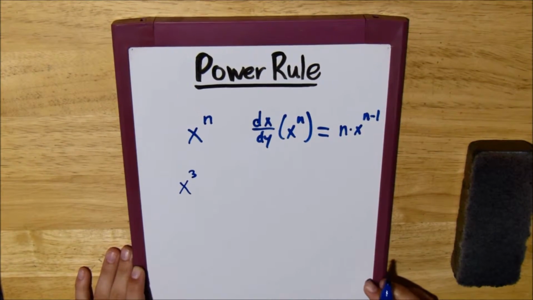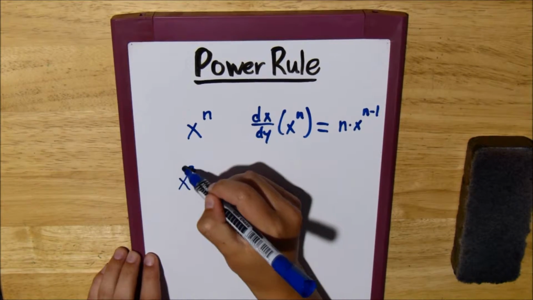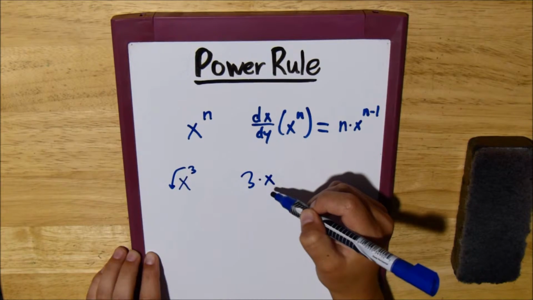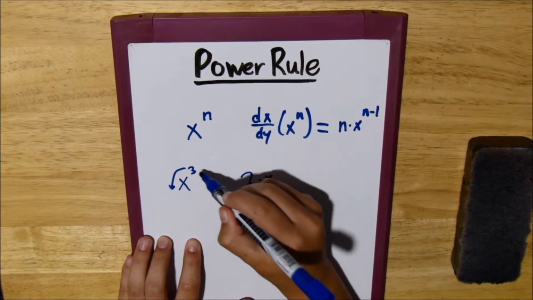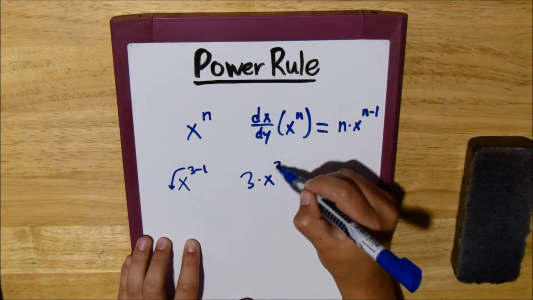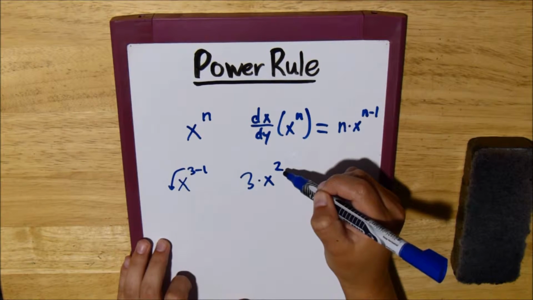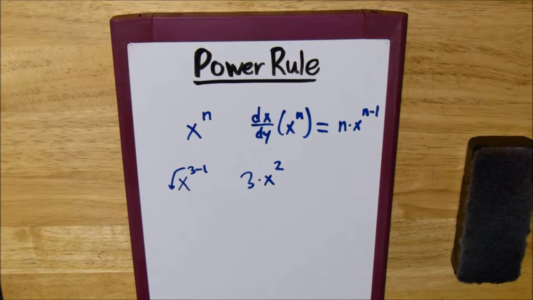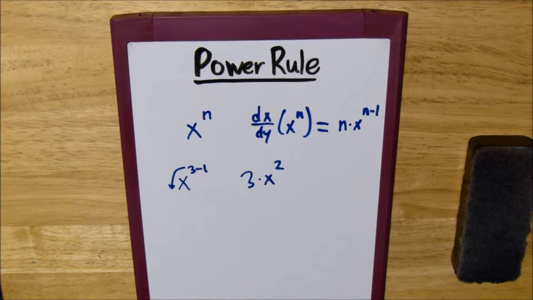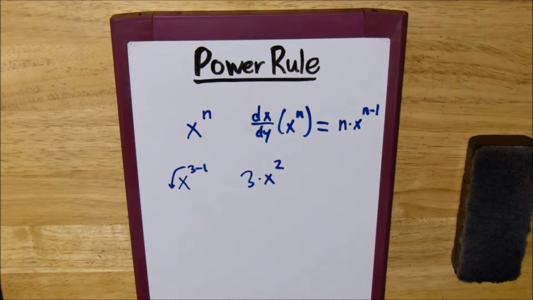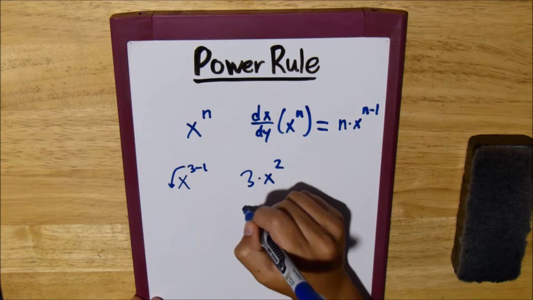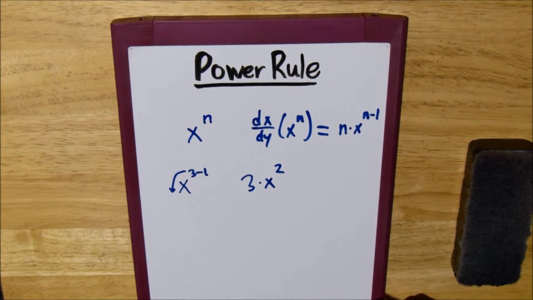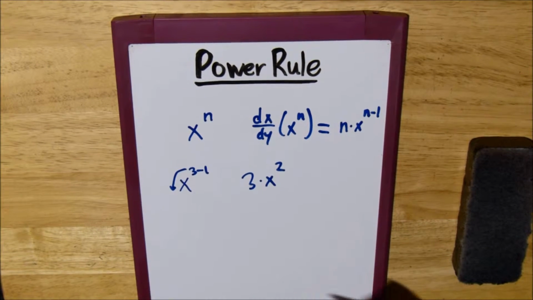Right? So, we bring it down, it turns into 3 times x, and then we have to subtract 1. So, 3x squared. That's really just how simple it is, right? So, using the power rule, you can normally predict what power your derivative is going to be.